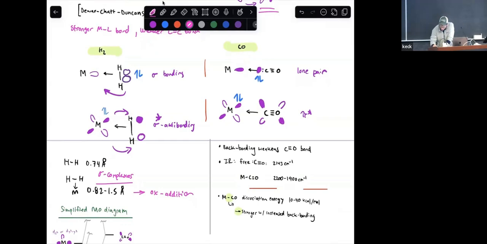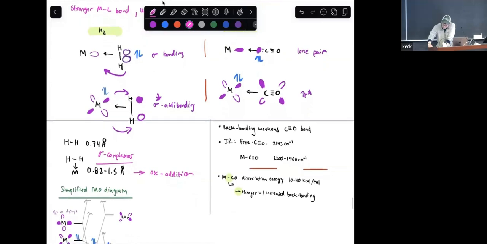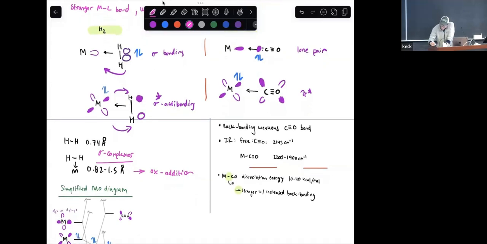CO has its lone pair, which is engaging in sigma bonding, and then it has two pi star antibonding orbitals that can engage with the metal as pi accepting ligands. Upon forming that back bond with the filled d orbitals of the metal, it weakens the CO triple bond. So it's a triple bond in its free state, and in the bound state it now loses triple bond character and is some kind of hybrid between a double and a triple bond.